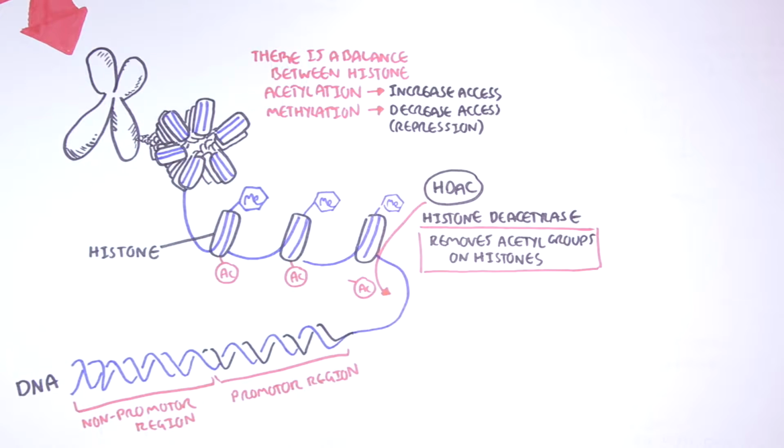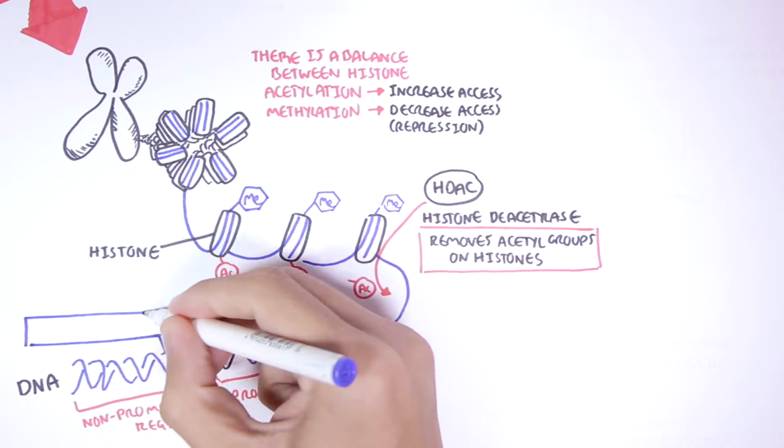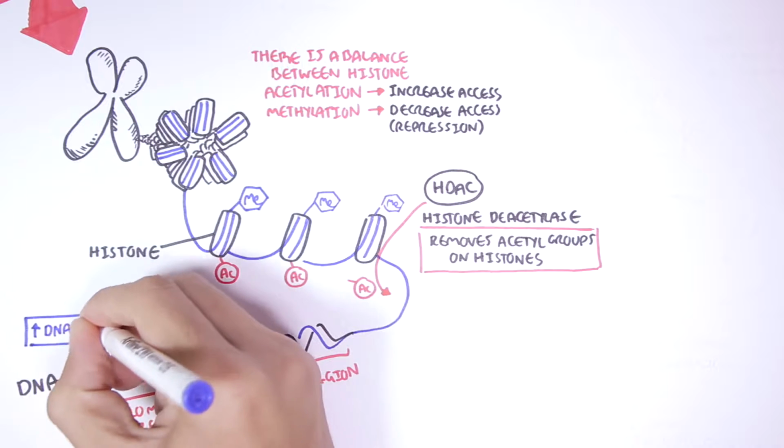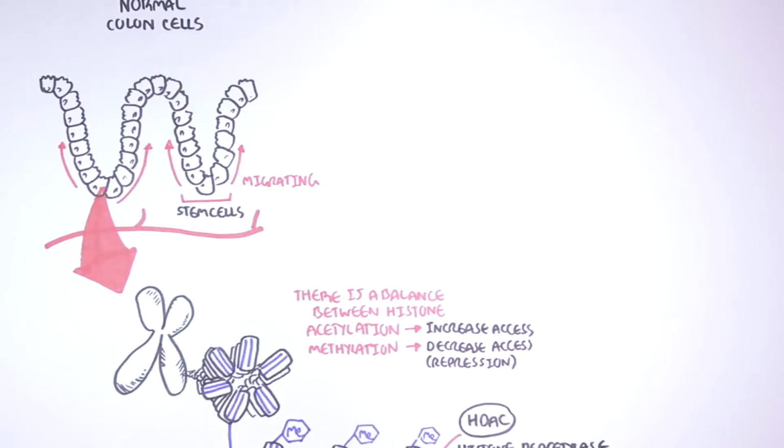In a normal colon cell, there is approximately 70 to 80% methylation in non-promoter regions. But around the promoter regions, genes are usually unmethylated. And this is so there is better access for transcription factors to activate genes. And we will see the changes that occur in methylation as cancer develops.